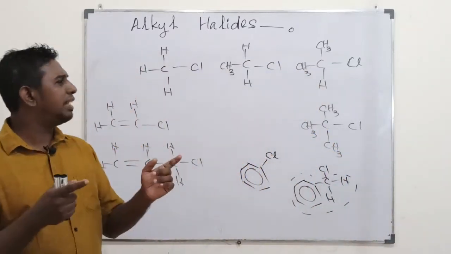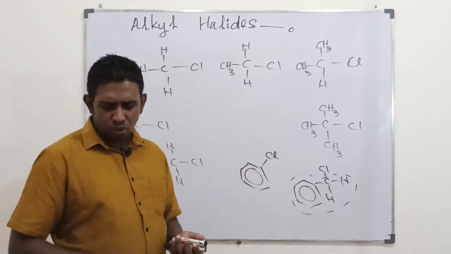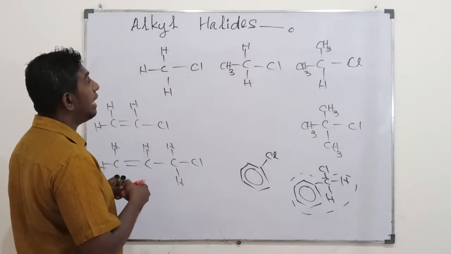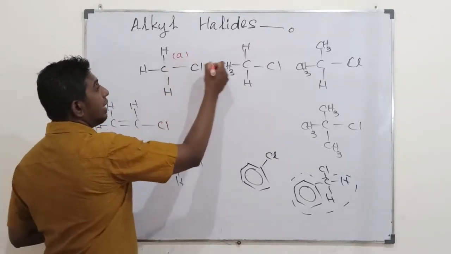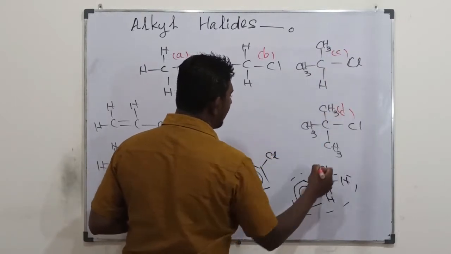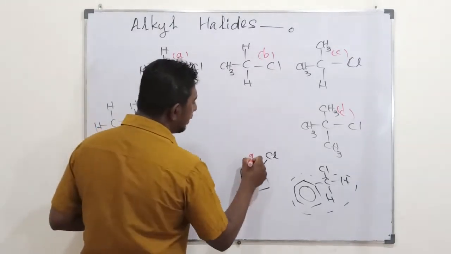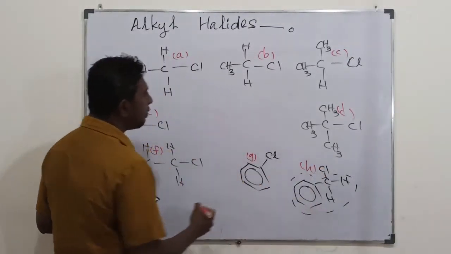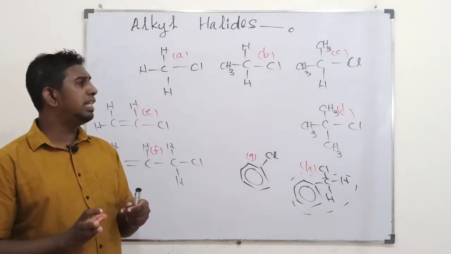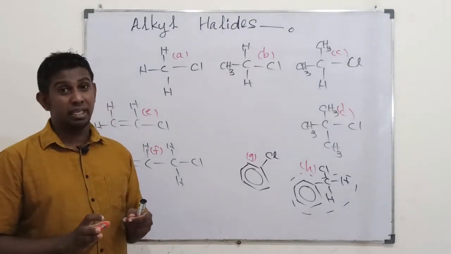Okay. Then let's find out how they leave differently. For that purpose, let's give letters to them. It is A, B, C, D. I'm randomly giving E, F, G, H. So we are going to first find out how the chlorine atom differently leaves the molecule.